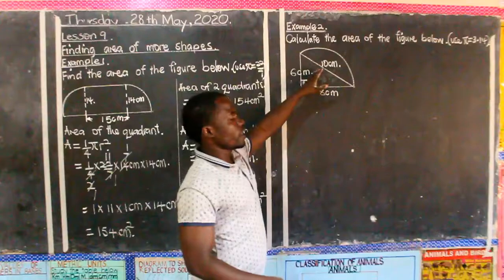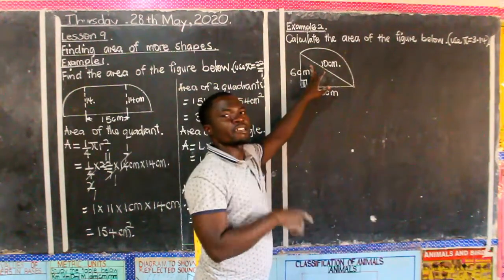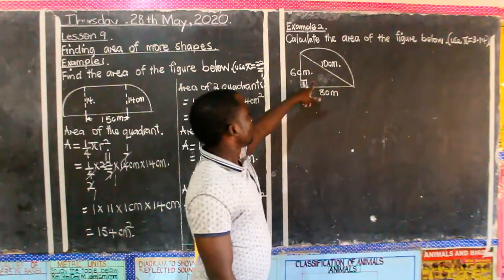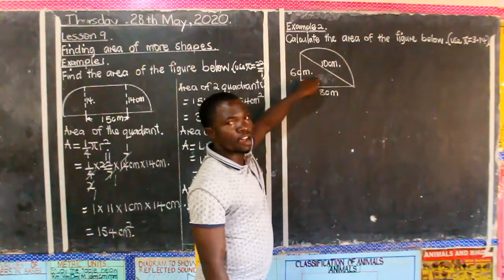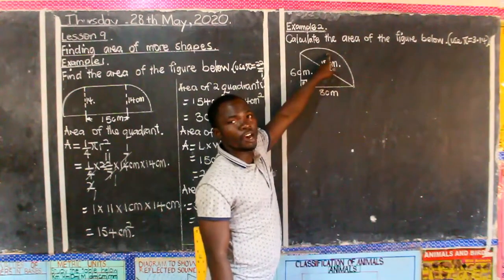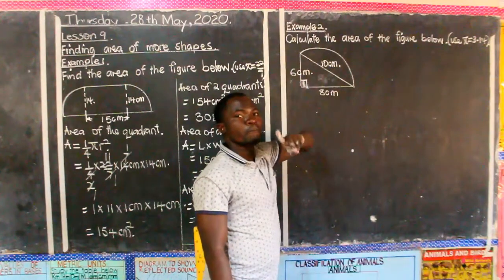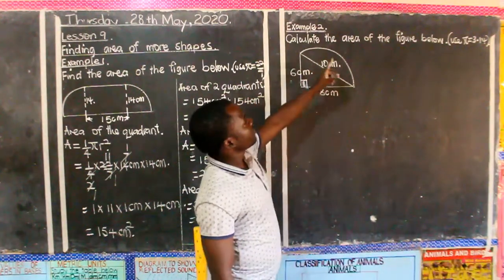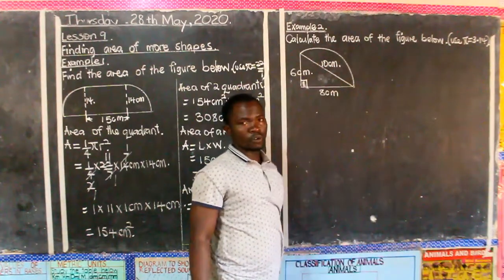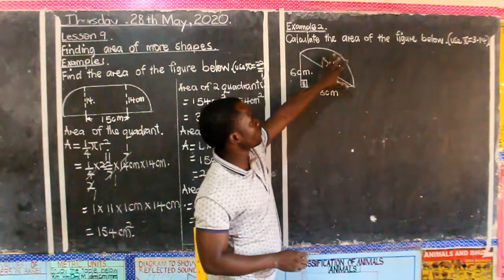In this figure, we have 2 figures which are in that figure. Let me hope you get me there. Here we have a right angled triangle, and then here we have a semicircle. So those 2 figures make one figure which they're asking for. They want us to get its what? Area. So how do we get the area of the whole of this figure?